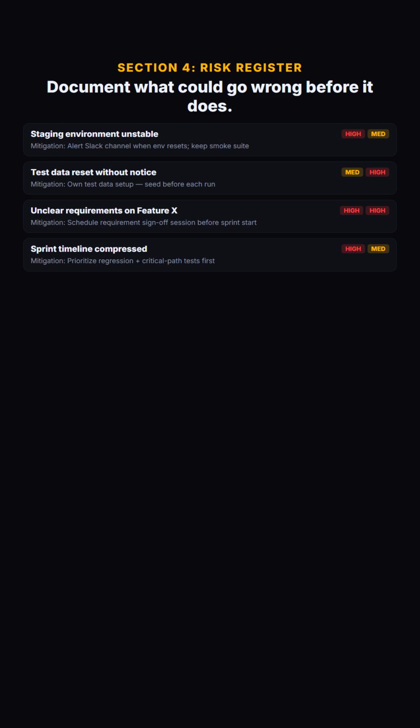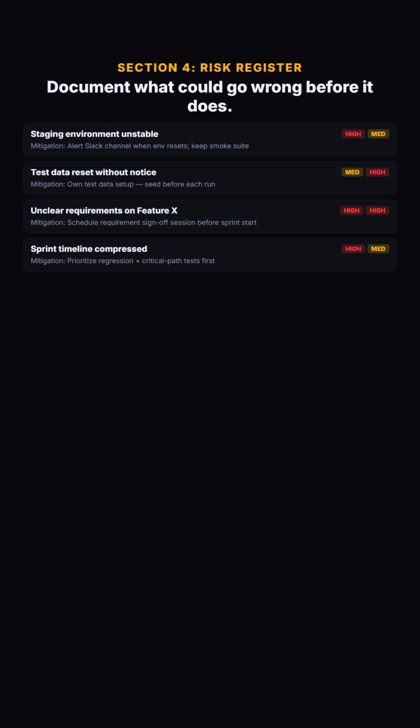Risk registers are uncomfortable to write because nobody wants to be the person saying what might go wrong. But writing down what could go wrong is not the same as predicting failure or being negative about the project. It is the professional act of being honest about uncertainty. Every project has known unknowns. The risk register makes those known unknowns visible and gives the team a shared language to talk about them before they become incidents.